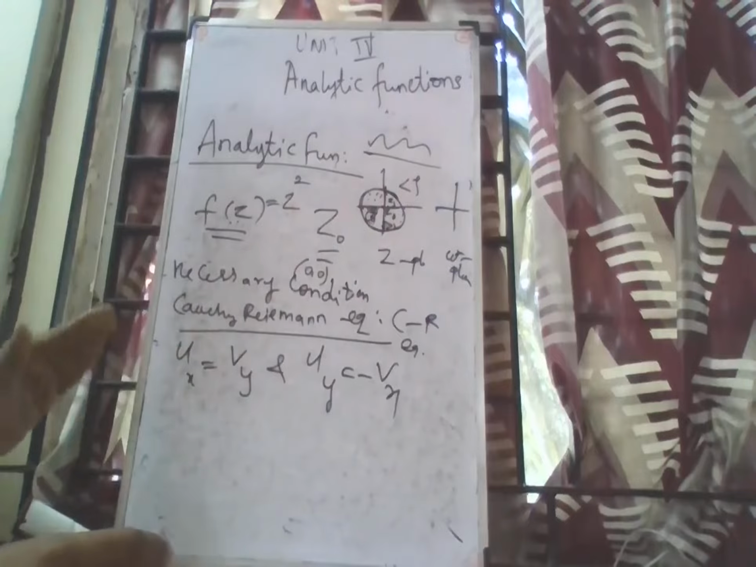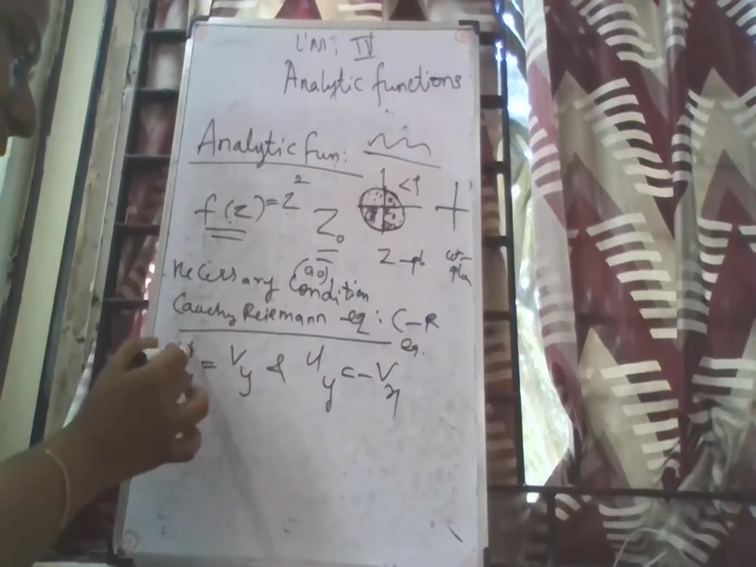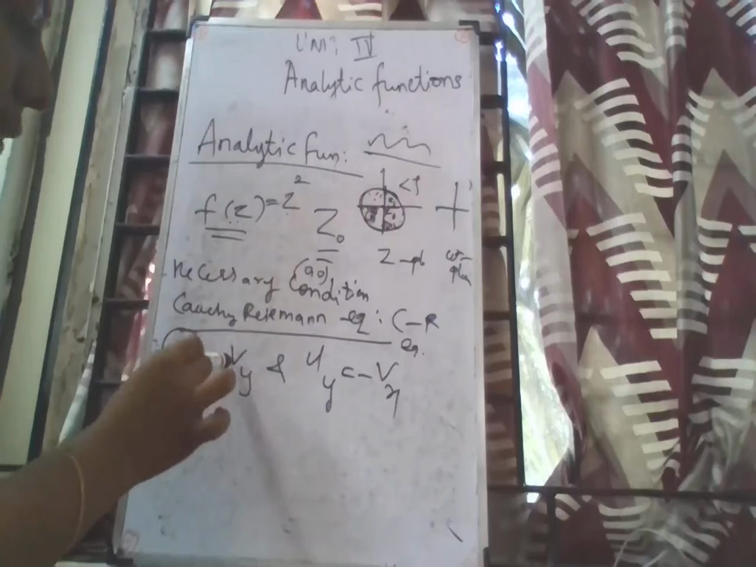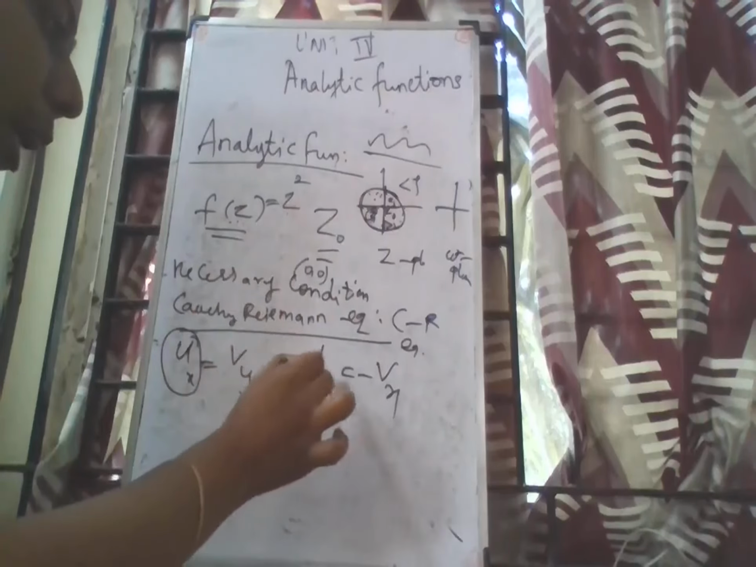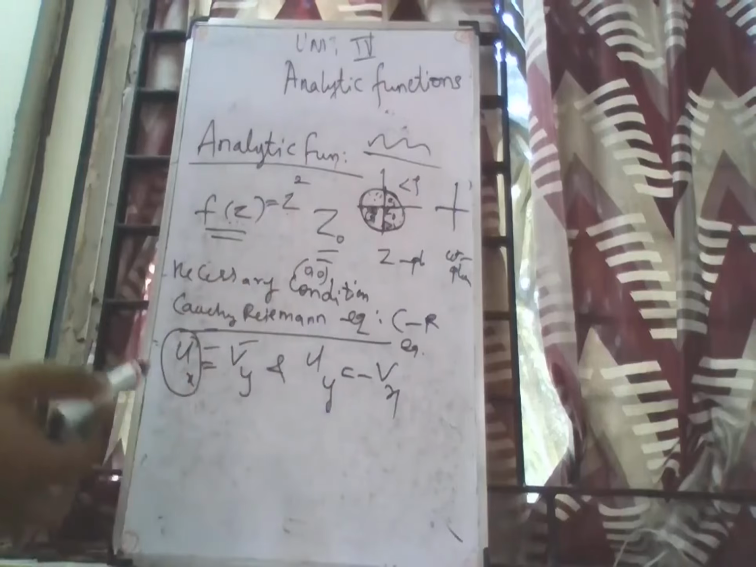I mean the Cauchy-Riemann equation, like Ux equal to Vy, Uy equal to minus Vx. By seeing Ux, I think we all remember what it means: partial differentiation of U with respect to X. Partial differentiation of V with respect to Y. Similarly here, Uy equals minus Vx.